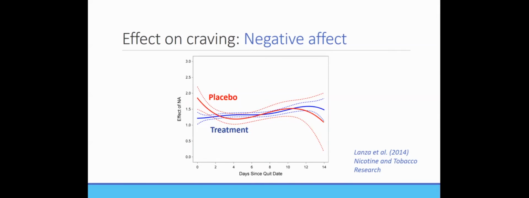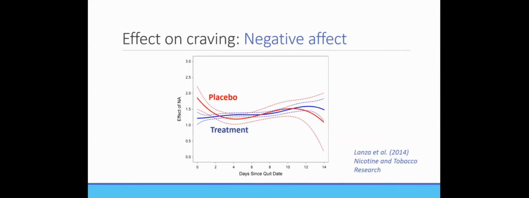So here's one of the results. This is the effect of negative affect, our momentary negative affect, on craving. The coefficient function for the placebo group is in red, and the coefficient function for the treatment group is in blue. So let's just orient ourselves to this figure. These are regression coefficients. On the x-axis, we have the number of days since quit date, so it goes from 0 to 14.